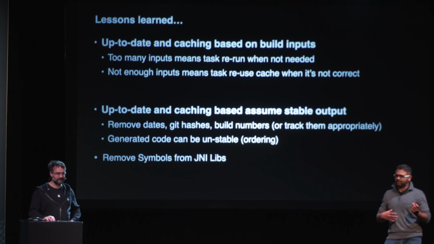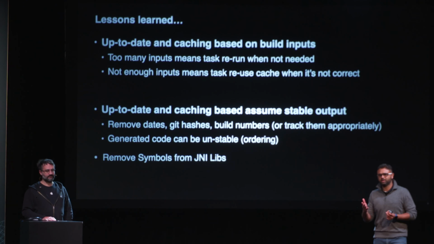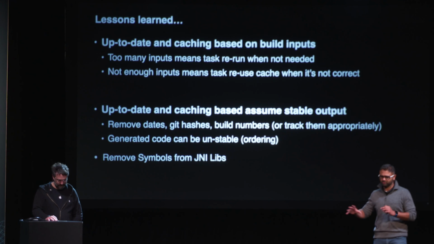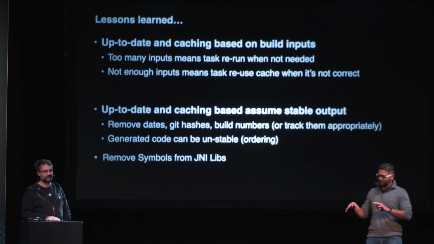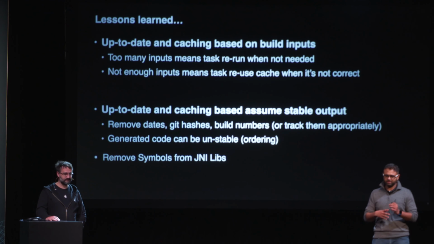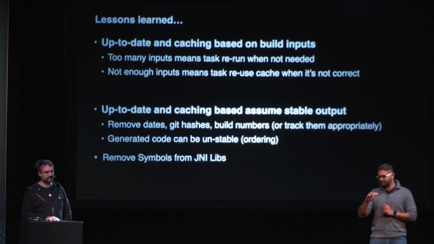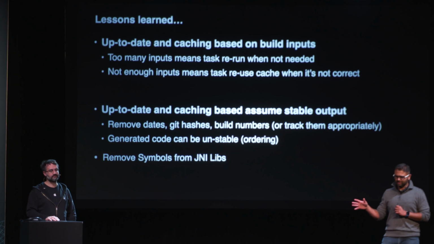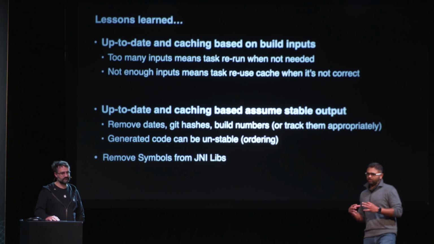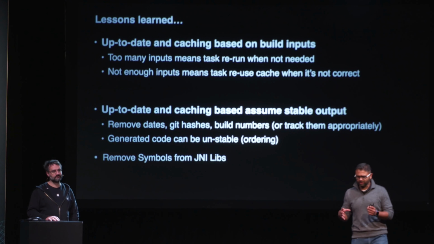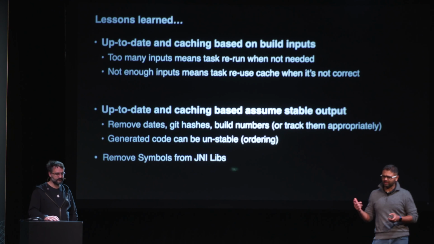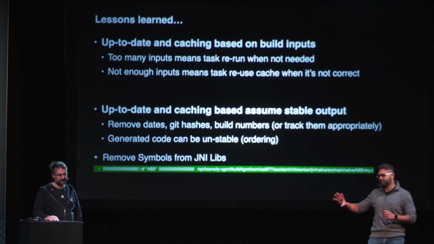So for example, if I have a proto file updated, I want to make sure that it gets regenerated instead of downloading from the cache. We ran into a few issues like that as part of our migration. So making sure that you have the right inputs and outputs defined for the task is very, very important. And similarly for the outputs, you want to make sure that you remove any dates, git SHAs and build numbers, and you track them separately.